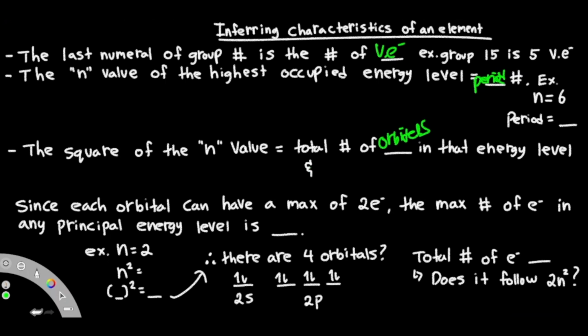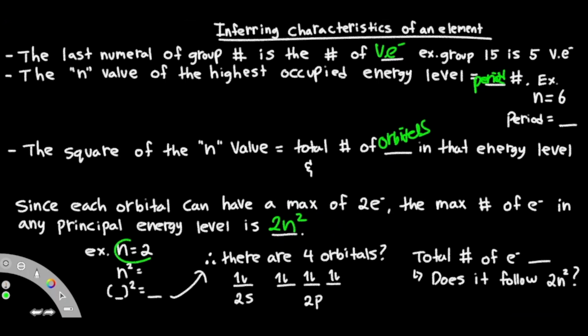in that energy level. And since each orbital can have a maximum of 2 electrons, the max number of electrons in any principal energy level is 2n squared, because the number of orbitals is n squared, and then a maximum of 2, so we add that 2 as a coefficient, so it's 2n squared.